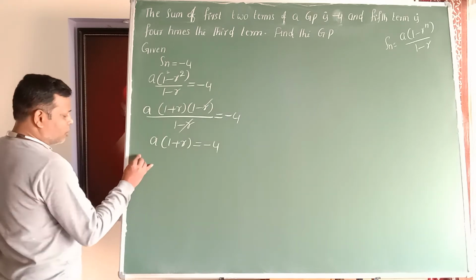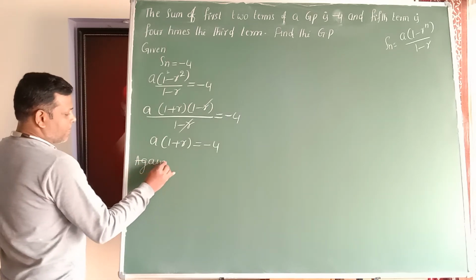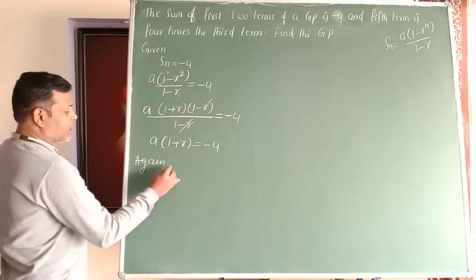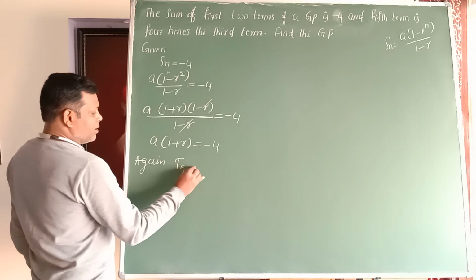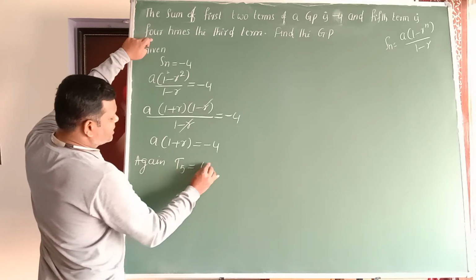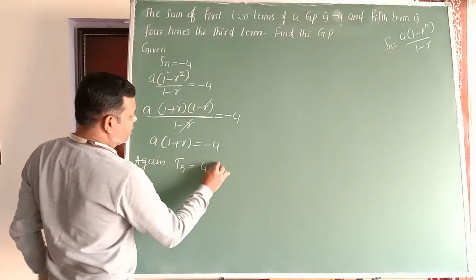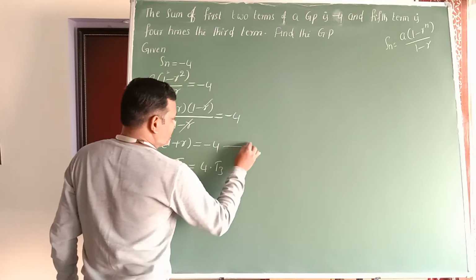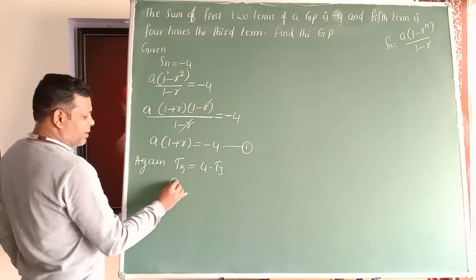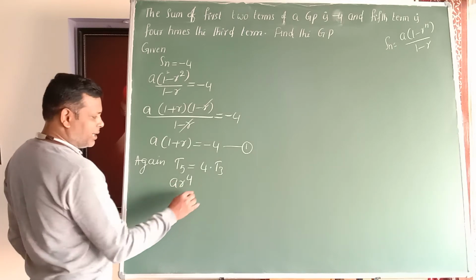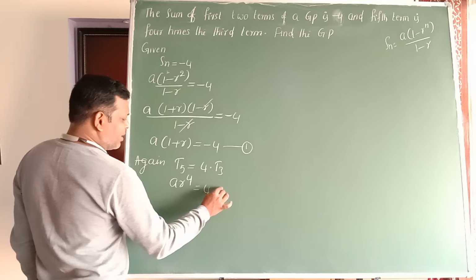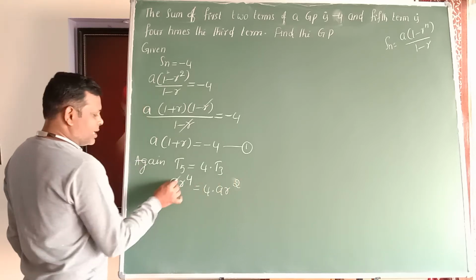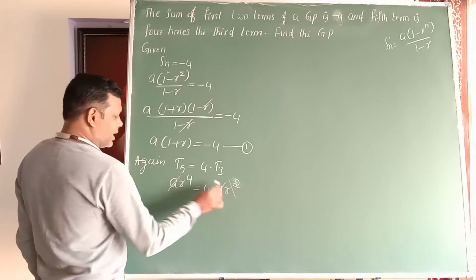Again, what they are given, look at the question. The fifth term is 4 times the third term, that is, T5 is equal to 4 times T3. Now let the previous one be considered as equation number 1. T5 can be written as ar power 4, is equal to 4 into T3, which can be written as ar square. Now here a and a get cancelled, and r square cancels too.